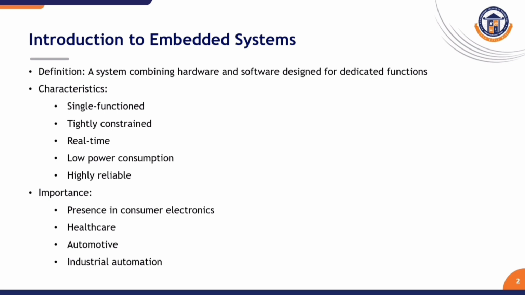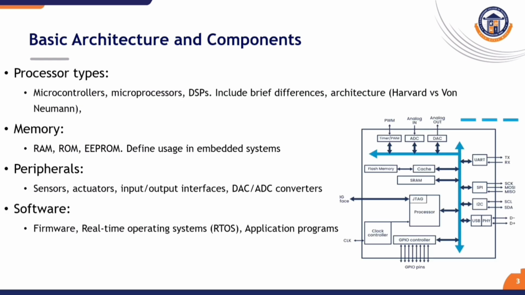So the next thing is the importance of embedded systems. Embedded systems are everywhere around us. They are widely used in consumer electronics, healthcare systems, automotive electronics, and industrial automation. In fact, most modern electronic products cannot function without an embedded system. Next, we are going to discuss the basic architecture and components of an embedded system.